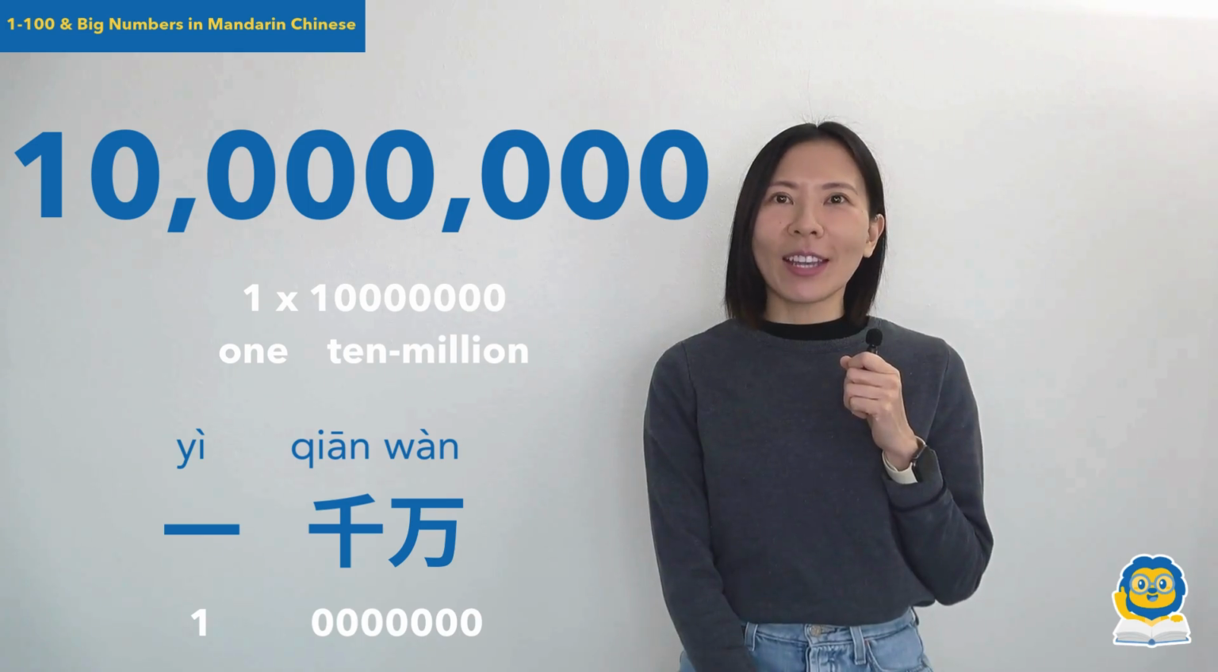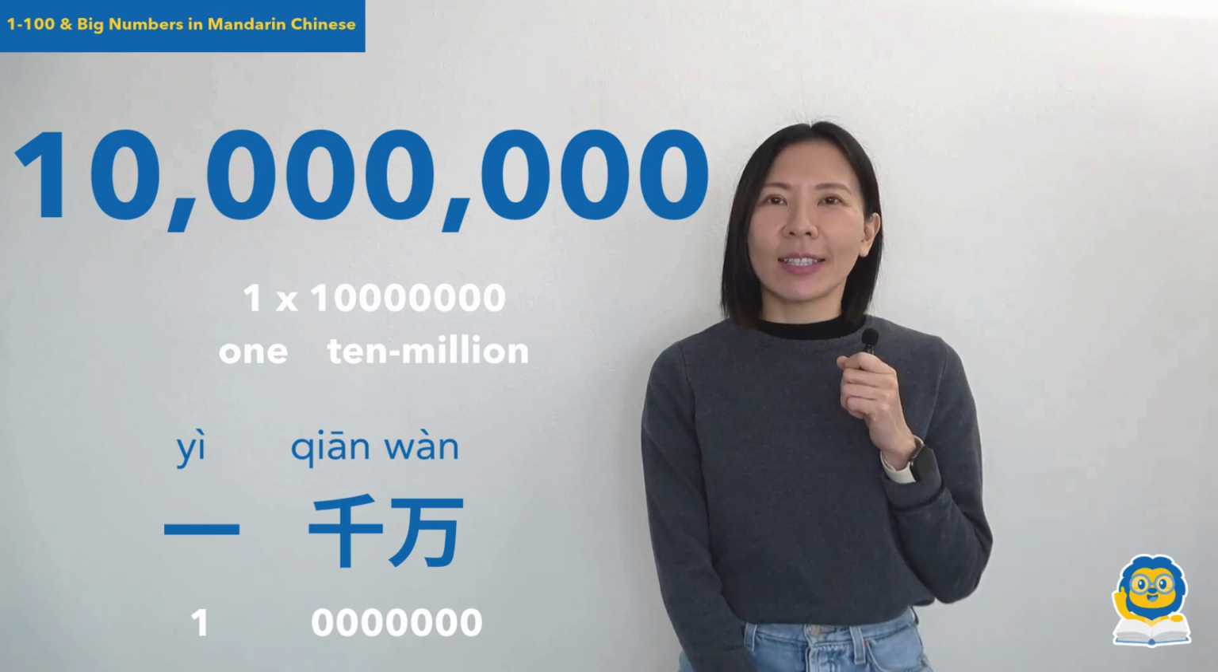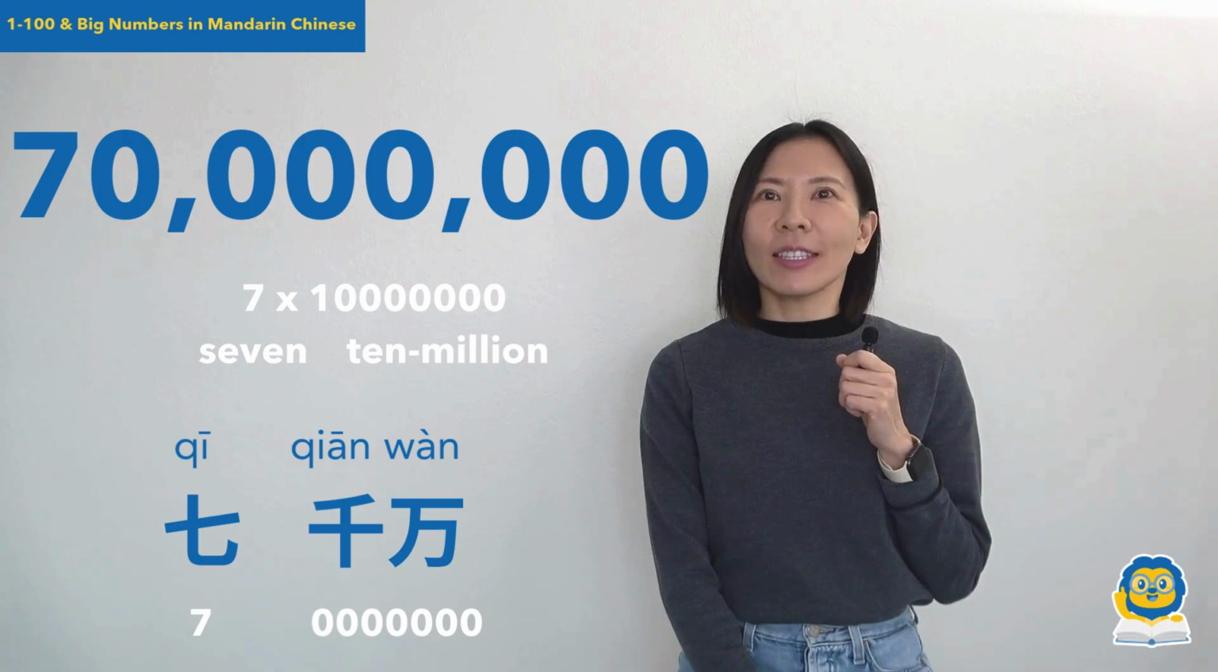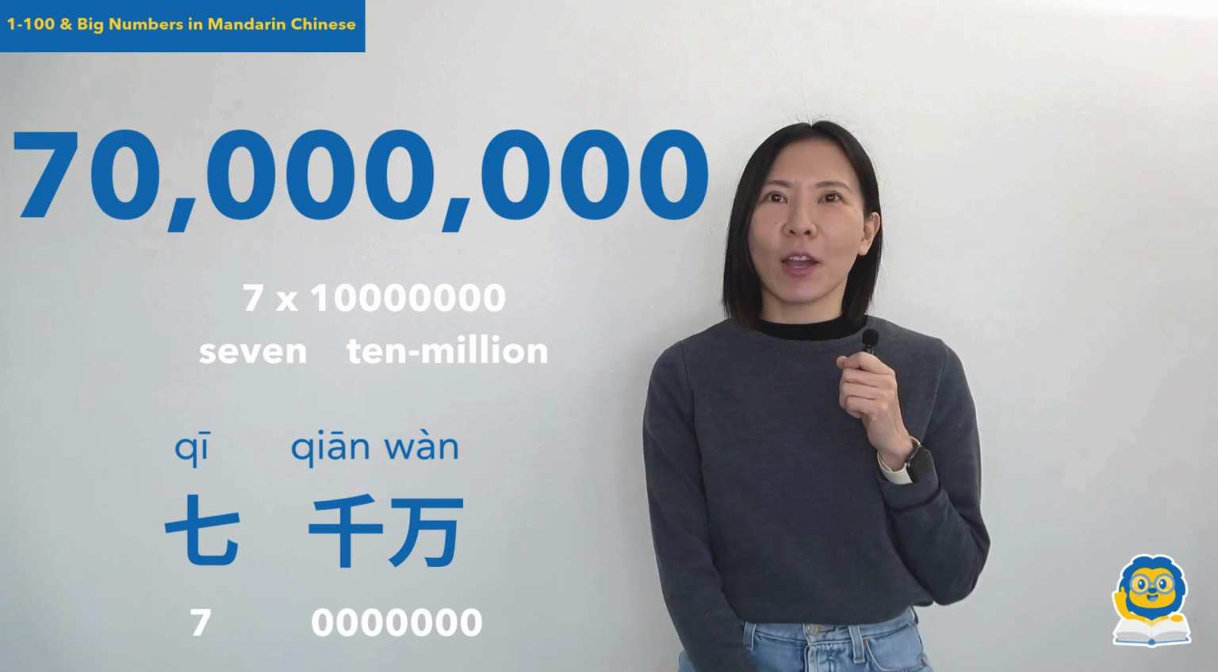10 million in Mandarin Chinese is 千万. 10 million is 1 and 10 million. 1 is 一. 10 million is 千万. 1 and 10 million is 一千万. 70 million would be 7 and 10 million. 7 is 七. 10 million is 千万. 7 and 10 million is 七千万.